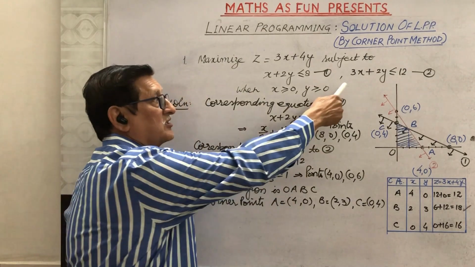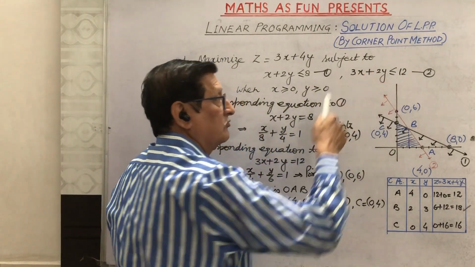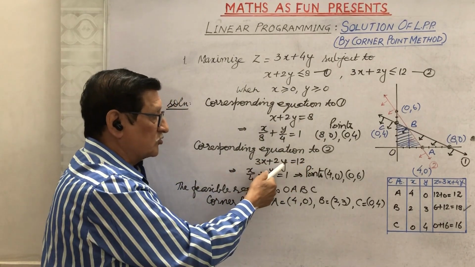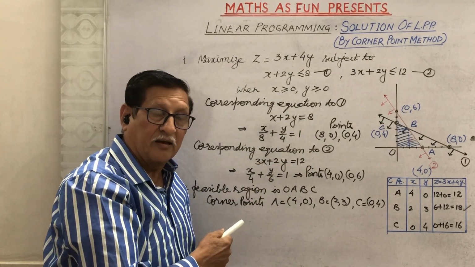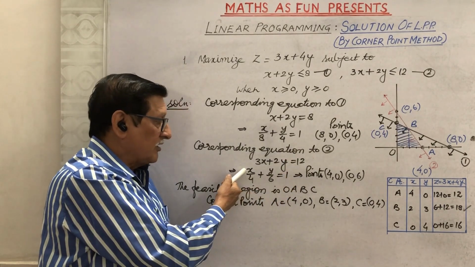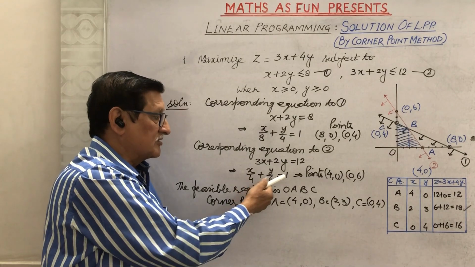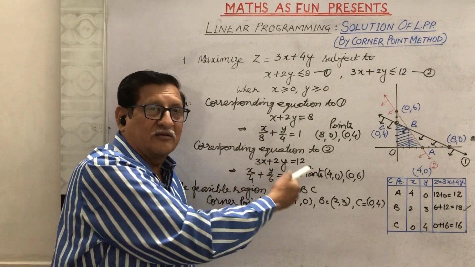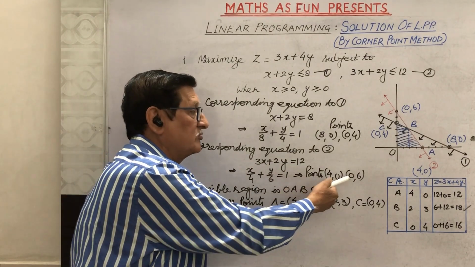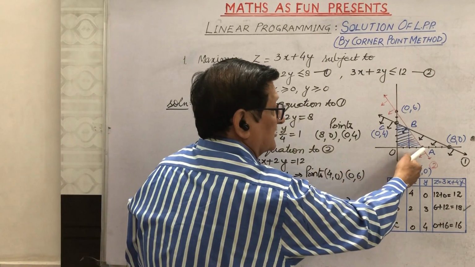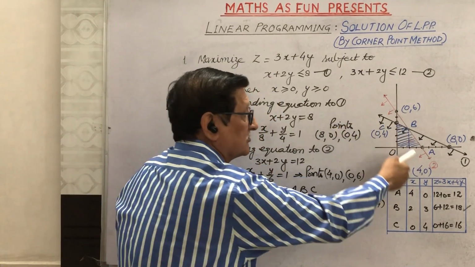The second inequation is 3x plus 2y less than or equal to 12. We take the corresponding equation to this, that is 3x plus 2y is equal to 12. And to convert it to the intercept form, we divide it by 12. That is x by 4 plus y by 6 equal to 1. It means the points on the x-axis and y-axis we are getting are (4, 0) and (0, 6). We mark the points (4, 0) and (0, 6) and join this.